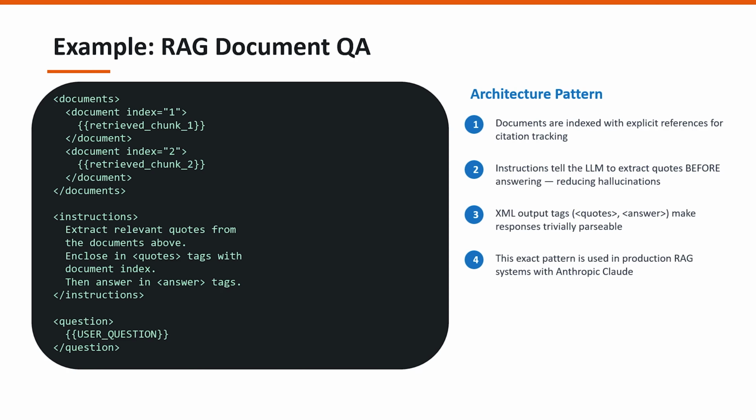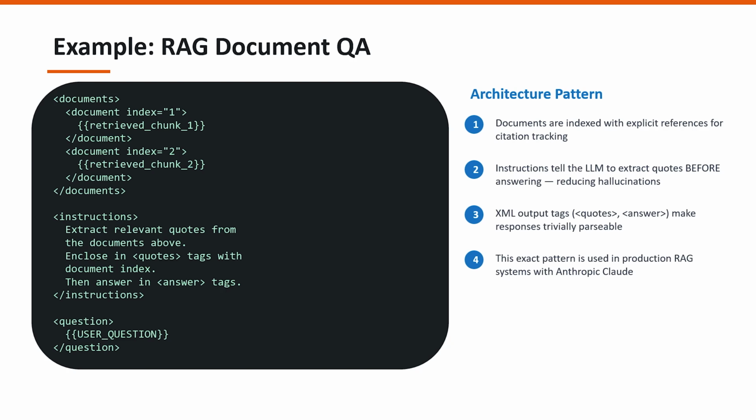Why is this pattern so powerful? Four reasons. First, documents are indexed with explicit references for citation tracking. Second, the AI extracts quotes before answering. This is very important. It reduces hallucinations because the AI grounds its answer in actual evidence from the documents.